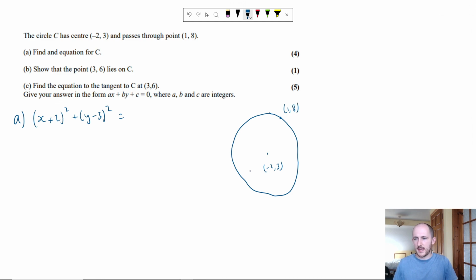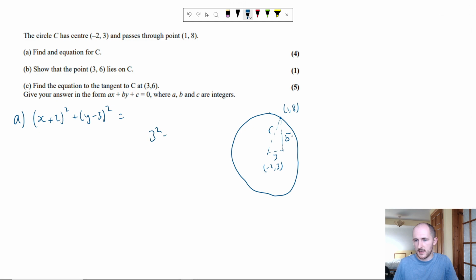Okay. Once again, all we're doing is we're working out the radius. So what's the difference in the x-coordinates? We go from -2 to 1. That's a difference of 3. Right? -1, 0, 1. 3 to 8, that's a difference of 5. So again, a squared plus b squared equals c squared.